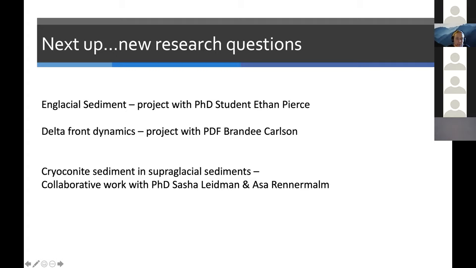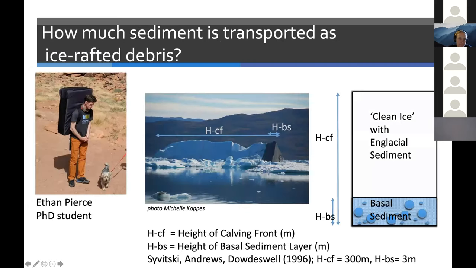And then the last thing that's been a really interesting collaboration, and we have a paper in GRL that's about to come out that I'm advertising here, is collaborative work with Sasha Leidman and Åsa Rennermalm, who look at sediment that actually is generated on the ice sheet, how much is that, and does that have an effect on albedo of the ice sheet. It's a small component in the source to sink system, but it's a really interesting, complex component.